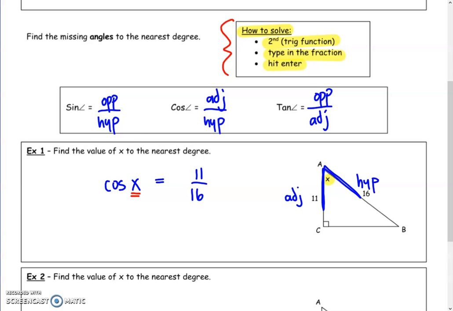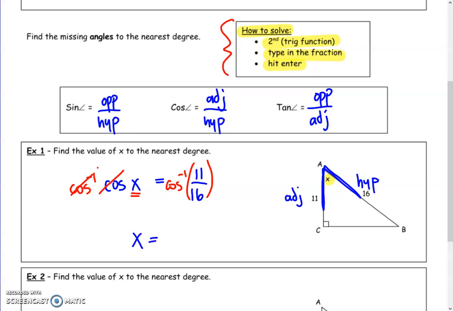Well, you can't divide by cosine. It doesn't work that way. So you have to take what's called the inverse. So I'm going to take the inverse cosine of both sides. Because the inverse cosine and the cosine cancel out, that just gives me an x.